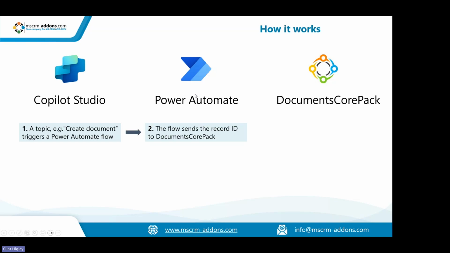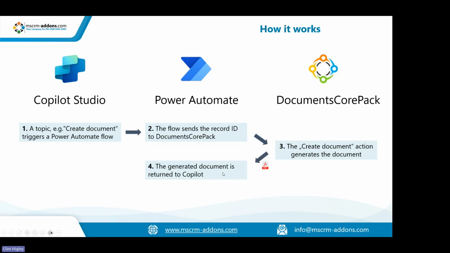From there, Copilot Studio is going to run this flow, and in that flow we send the record ID to the DocumentsCorePack connector. With the DocumentsCorePack connector, you're able to generate documents and do everything the DocumentsCorePack does. It's going to create and generate the document. Then the generated document is returned to the flow, which then returns it to Copilot. And the Copilot agent is then going to display the generated document. So it's 5 easy steps. I'm going to take you through each one of those and show you how to set this up.